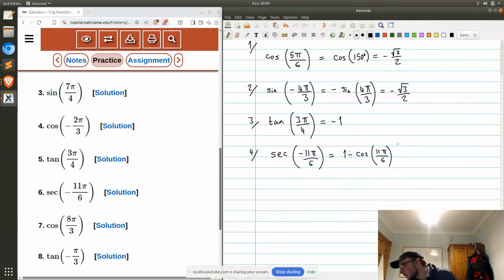So that's 330 degrees. And so 30 degrees before the peak, which is root 3 over 2. And then the reciprocal of that, so 2 over root 3.